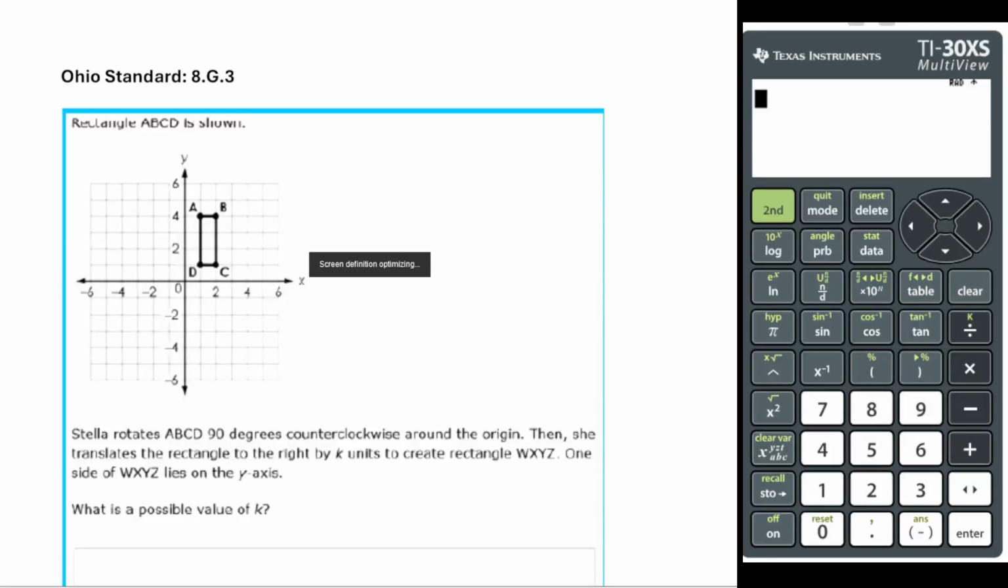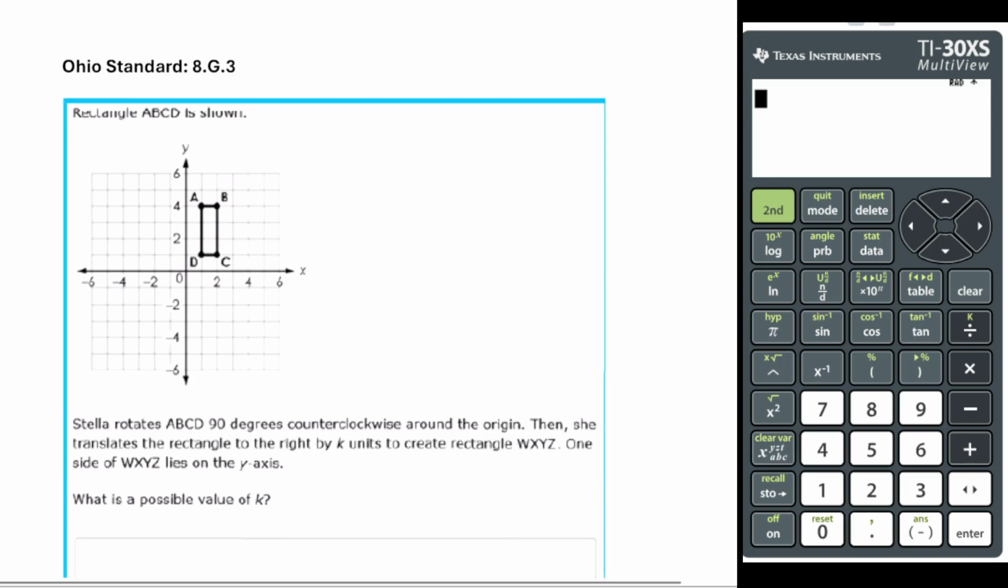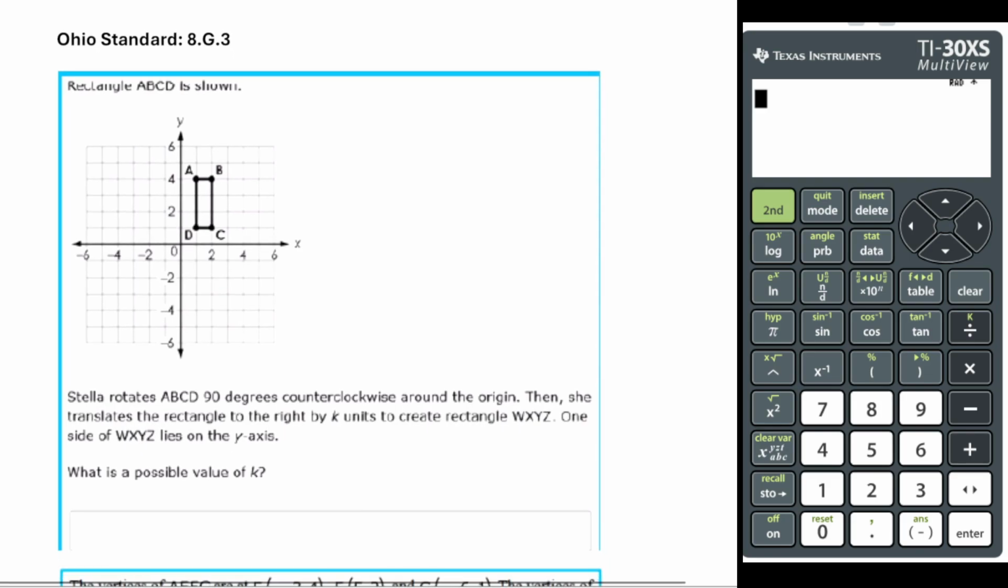All right, we're back with another Ohio State test standard review. Today we are talking about standard 8.G.3, more about transformation, so we're going to get right into it.